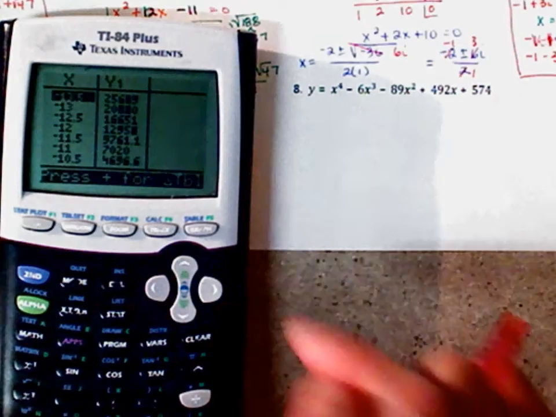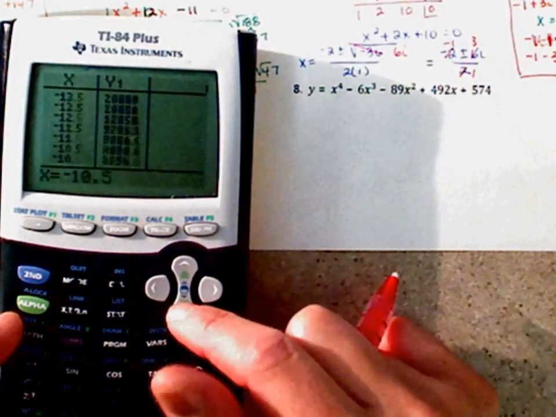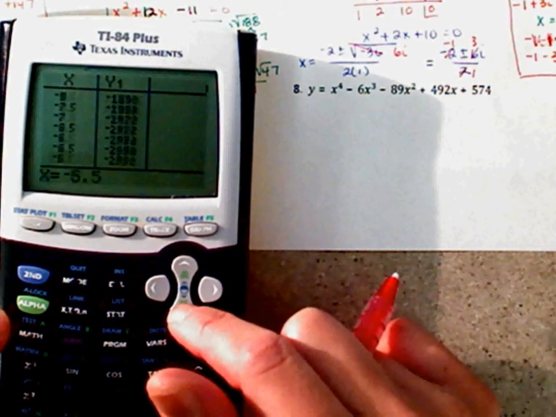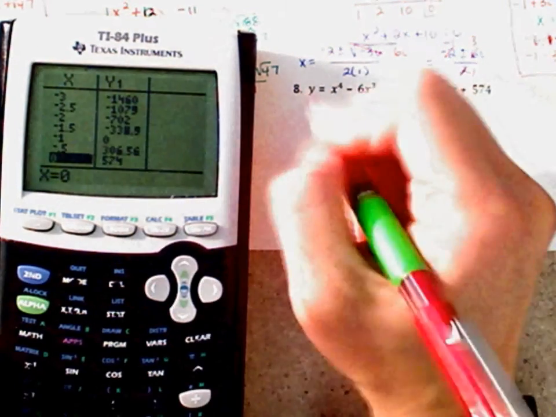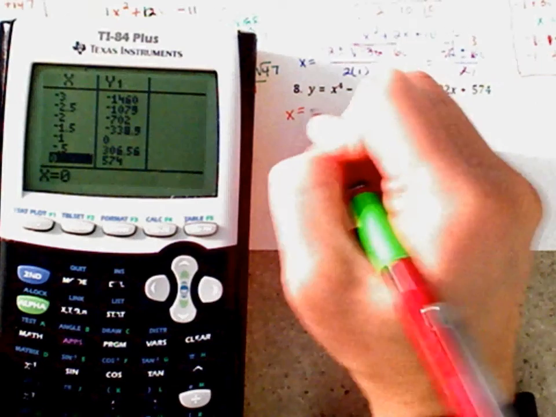I'm going to go down instead. Oh, look at that. There's one of them. So, one of my answers is x is equal to negative 1. And I should have 4.